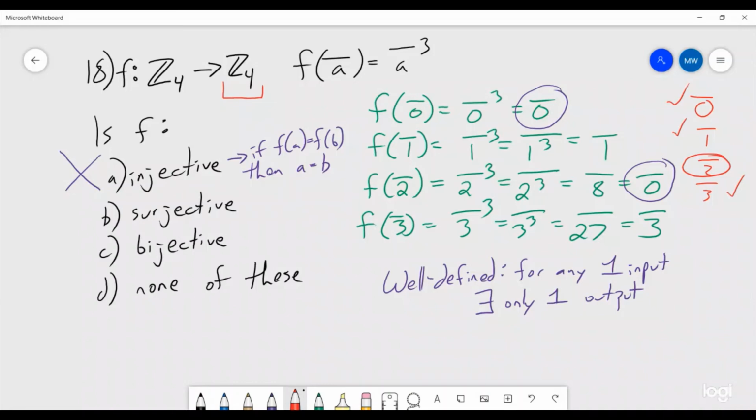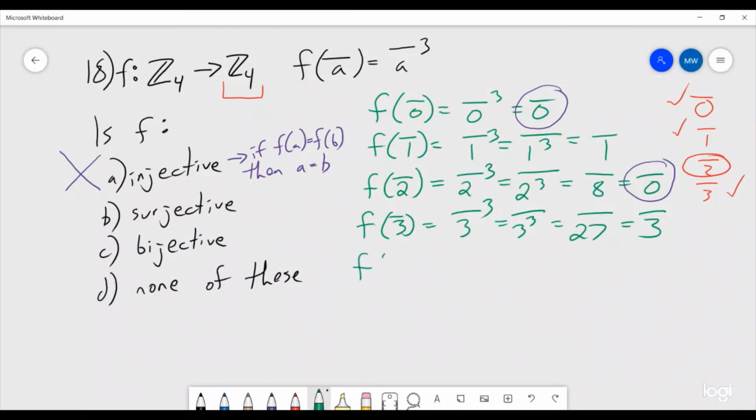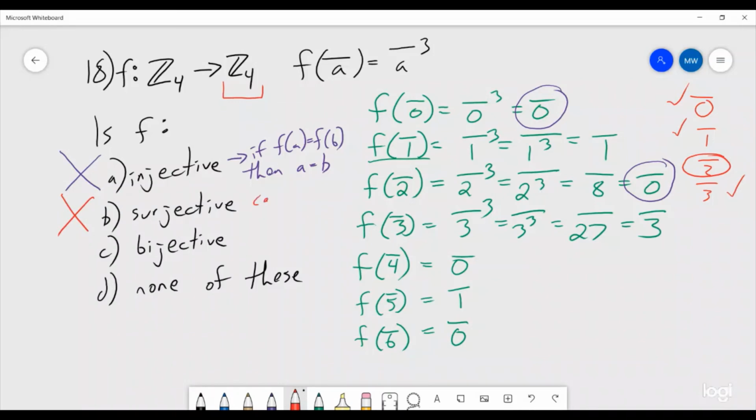If we kept going, could we find one? It turns out that this function is well-defined, which means if we continue to go down, f of the class of 4 is also the class of 0, f of the class of 5 is the same as f of the class of 1, which is also going to give us the class of 1. And then f of the class of 6 gives us the class of 0 again. So even if we kept going, we would never manage to get 2. So it is not surjective because we can't get the class of 2 out from our function.